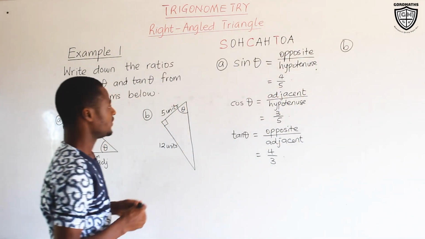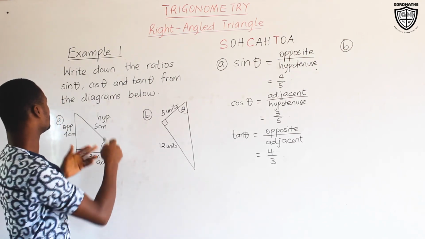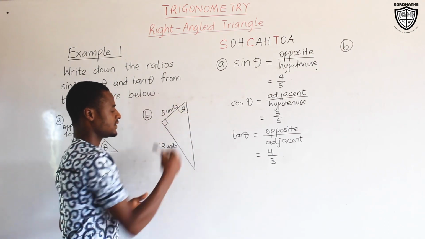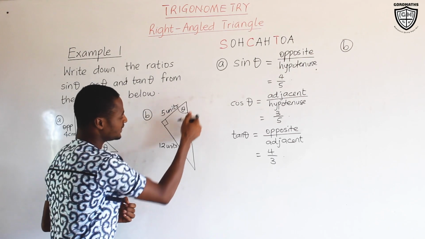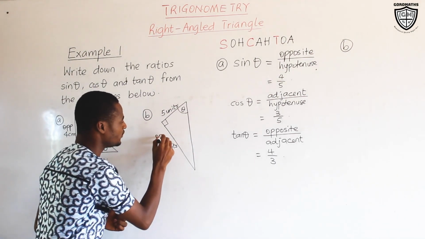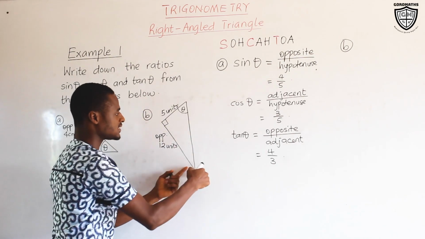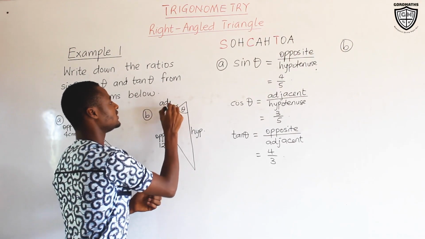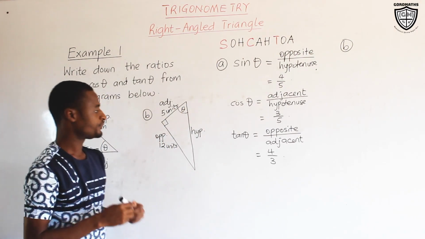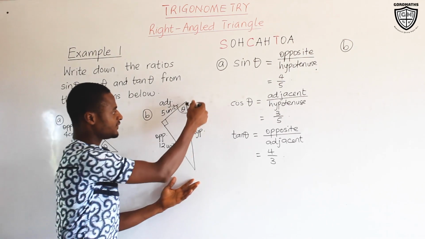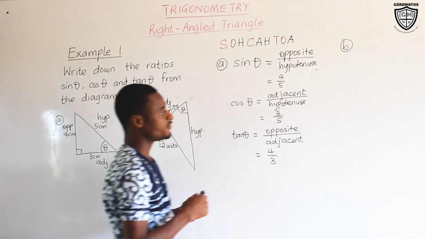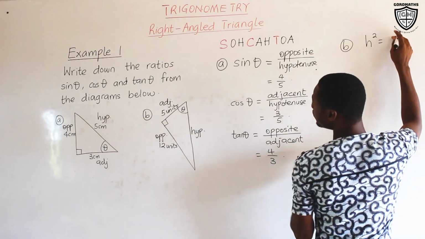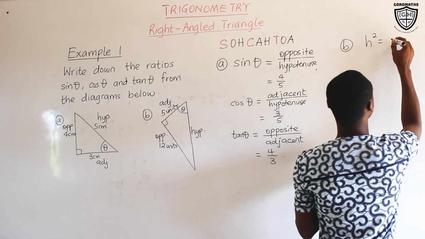B. We still want to write the trigonometric ratios sin theta, cos theta, and tan theta, where theta is given. So the side that faces theta is called the opposite. The longest side is called the hypotenuse, and the other side is called the adjacent. Now, from Pythagoras' theorem, we can find the longest side. Pythagoras' theorem states that the square of the hypotenuse is equal to the sum of the squares of the two other sides.